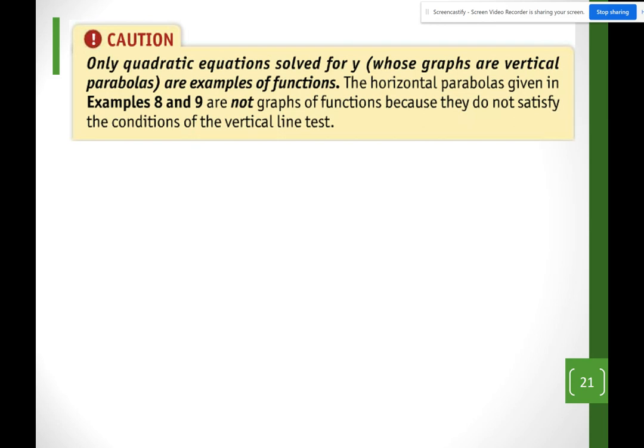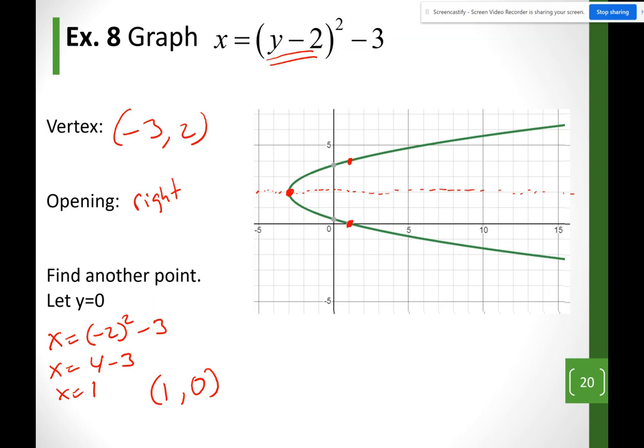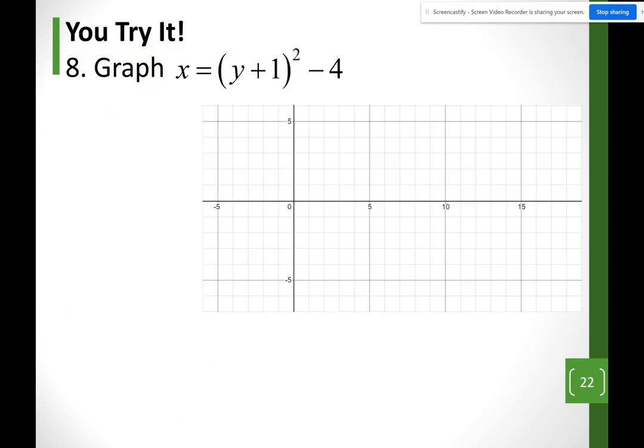Only quadratic equations solved for y whose graphs are vertical parabolas are examples of functions. Now these examples that I just have here, we don't call it a function. We just call it a graph. Now this is for you guys to try. Find your vertex, and it's open to the right. Find an extra point.